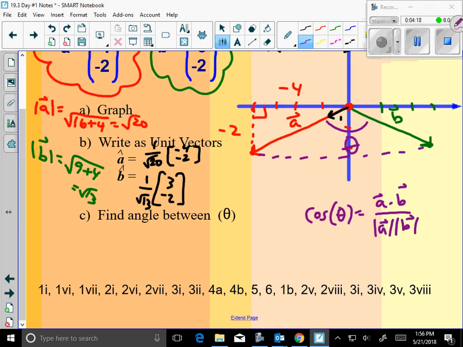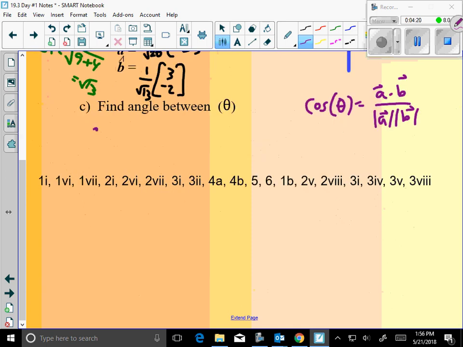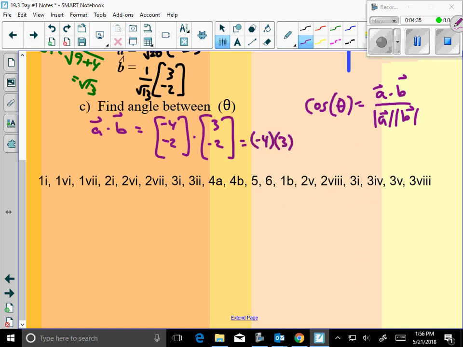So A dotted with B. A was -4, -2. B was 3, -2. I take my x components and I add them to the product of my y components. And it looks like I get -8. Looks good. -12 plus 4 is -8.